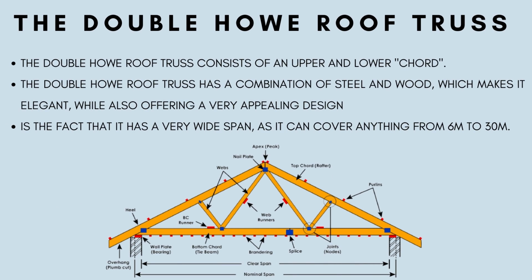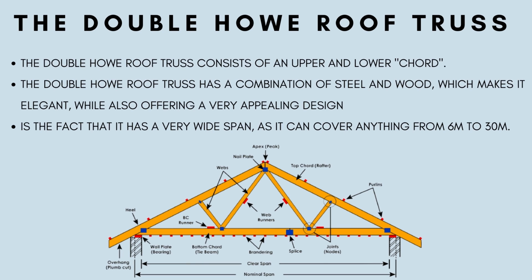In this assignment, we choose the double roof truss. This truss consists of an upper and lower chord, and it has a combination of steel and wood, which makes it elegant while also offering a very appealing design. It has a very wide span, as it can cover anything from 6 meters to 30 meters.